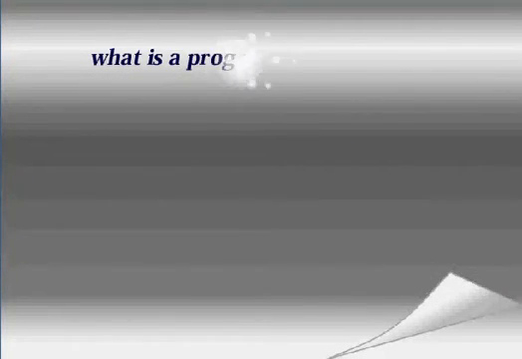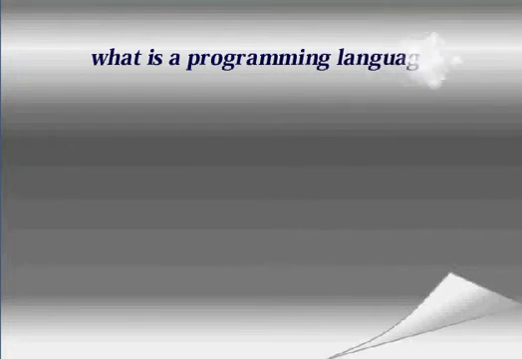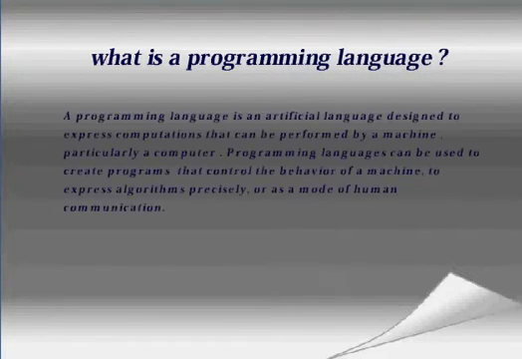A programming language is an artificial language designed to express computations that can be performed by a machine, particularly a computer. Programming languages can be used to create programs that control the behavior of a machine, to express algorithms precisely, or as a mode of human communication.